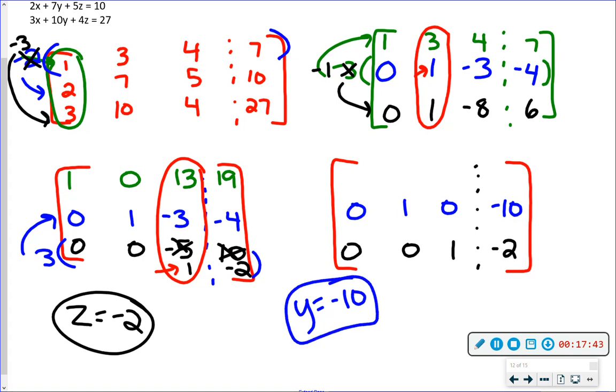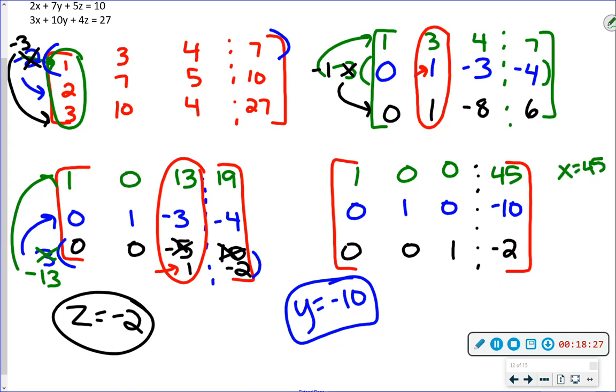Okay, final number to change, 13. I'm going to change the 13 to a 0, so I need a negative 13. So now I'm going to times the black numbers by negative 13 and add them to the top. Negative 13 times 0, 0 plus 1. Negative 13 times 0, 0 plus 0. Negative 13 times 1, negative 13 plus 13. Here's where it really counts. What's negative 13 times negative 2? 26. 26 plus 19. You don't need a calculator for that. Are you kidding? Come on. X is 45. This is awful.